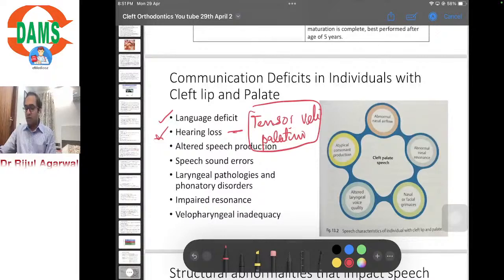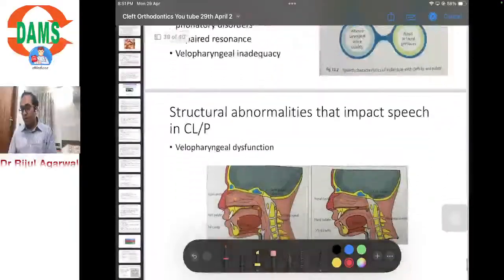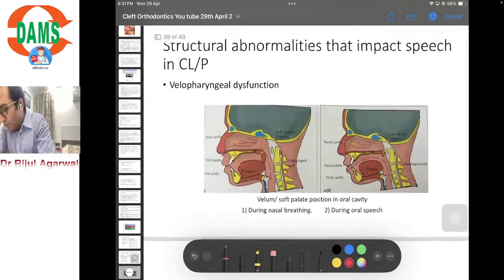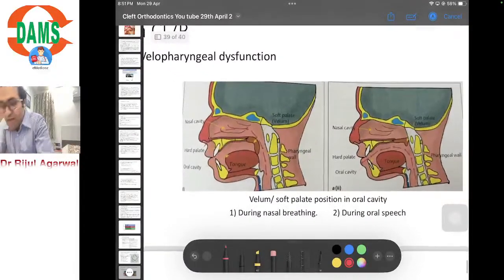Altered speech production, speech sound errors, laryngeal pathologies and phonatory disorders. There is impaired resonance and velopharyngeal inadequacy. What is velopharyngeal inadequacy? We'll discuss in detail because this is very important. What is velum and what is it? So students, just look at this diagram. I'll zoom it in a bit. So what is velum? Velum is another name for soft palate.